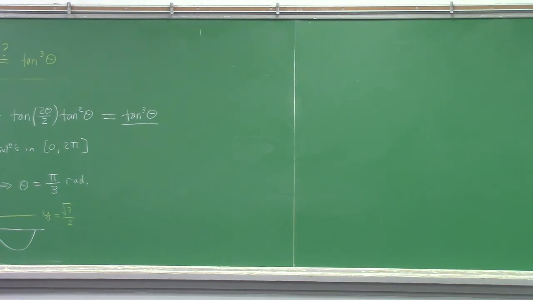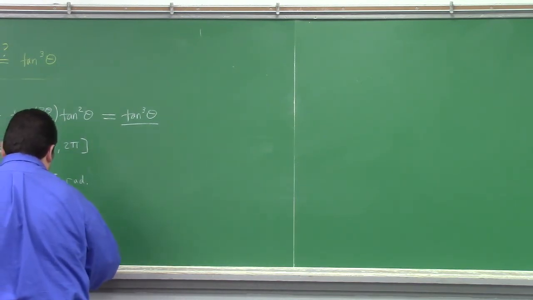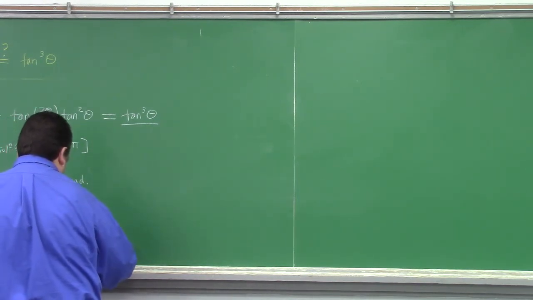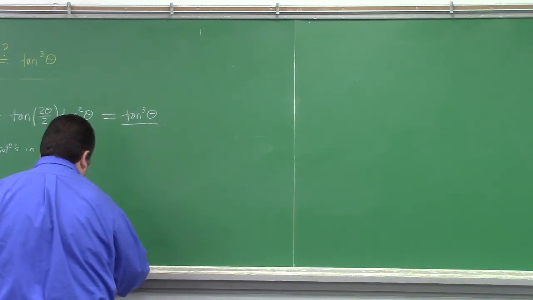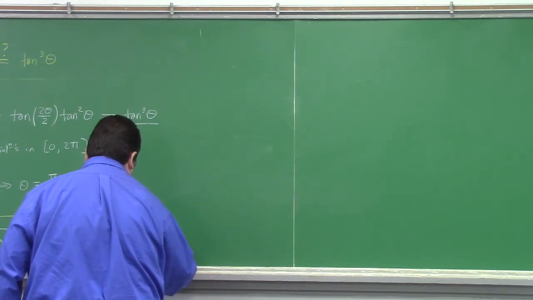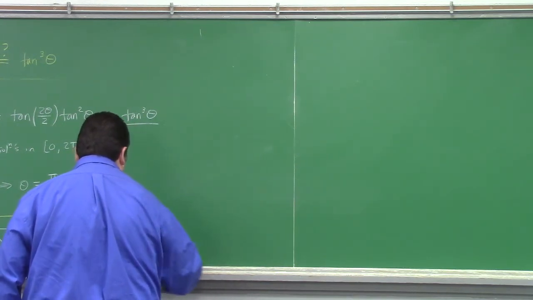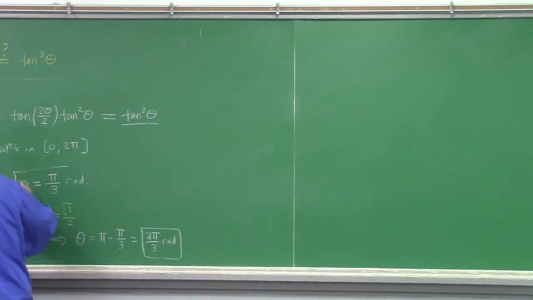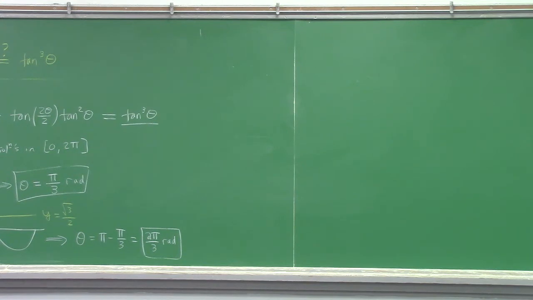So what's the point where it goes through 0? Well, that's pi, right? So the other solution, theta equals pi minus pi over 3, also known as 2 pi over 3. That's the other solution. And that's it. So you either got 2 pi over 3, or you got pi over 3 radians. Them's your solutions.